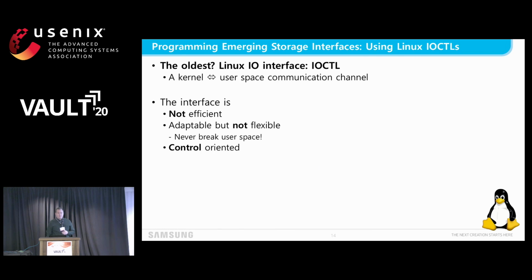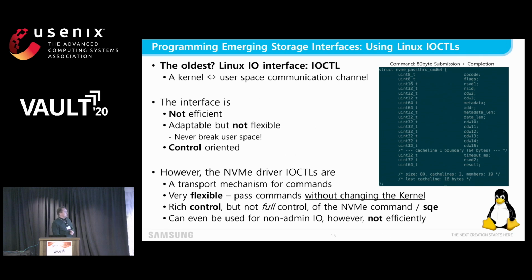So what else do we have when programming? Well, as Keith mentioned, there are all of the ioctls, and the interface itself isn't really efficient, and it's not very flexible. When you add something, you are bound to that 32-bit NVMe command for the rest of your life, and you have to double up for the 64-bit responses. However, the NVMe driver ioctls are very flexible, and even though you maybe shouldn't do it, you can use them for I/O. They won't be super efficient, but it's available and you can do it.